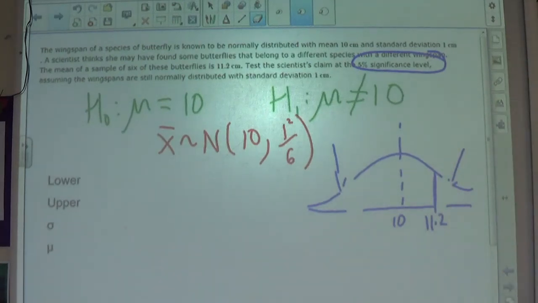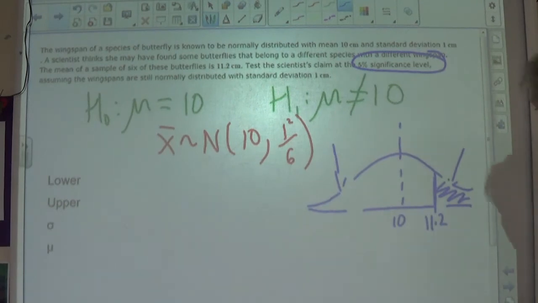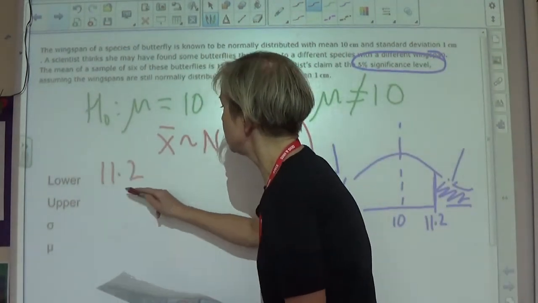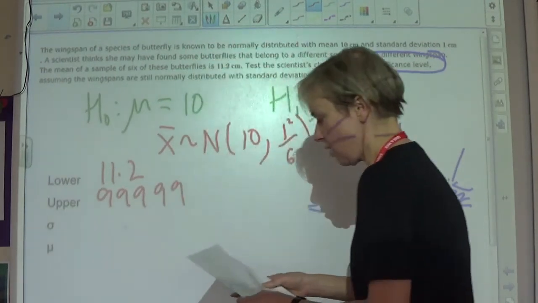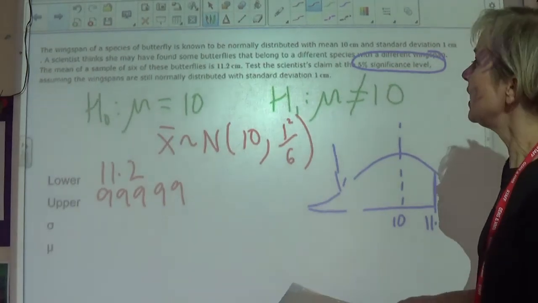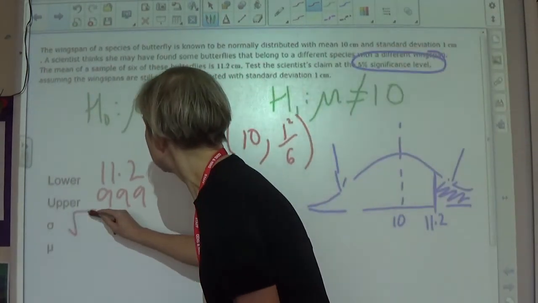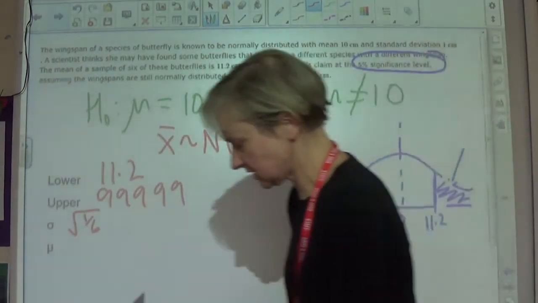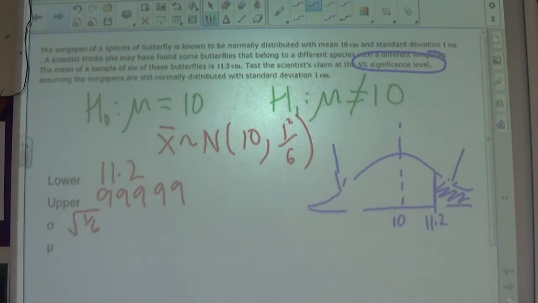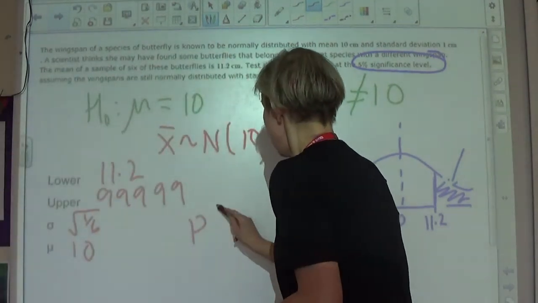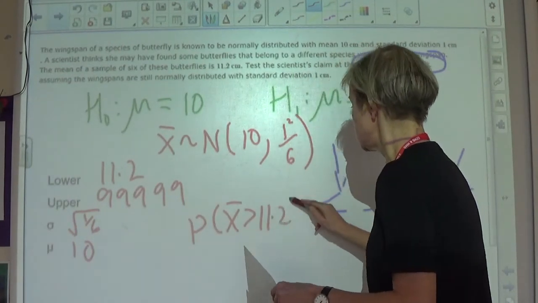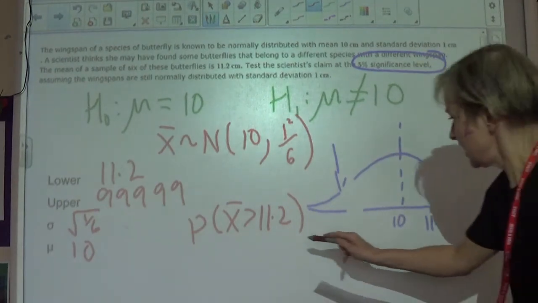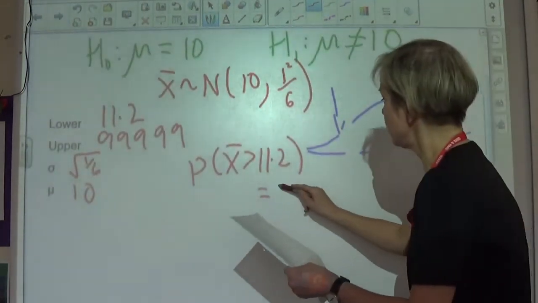So what we want to do is find the probability of being greater than 11.2, and we will then compare that with 2.5%. Our lower is 11.2, our upper is really big. We know that sigma is the square root of 1 over 6, or 1 over the square root of 6, and we know that mu is 10. So the probability of being greater than 11.2, if I put that into my calculator, gives me 0.0016.